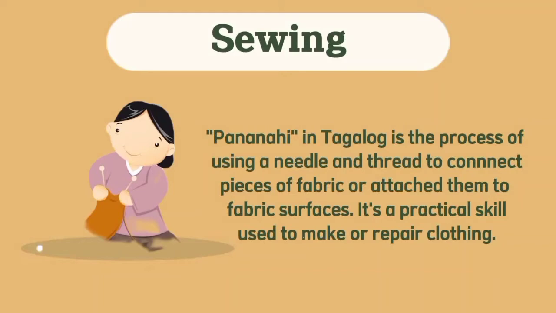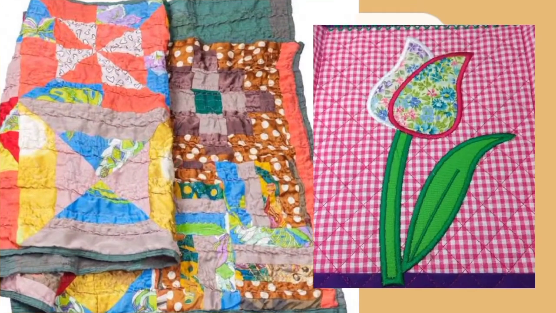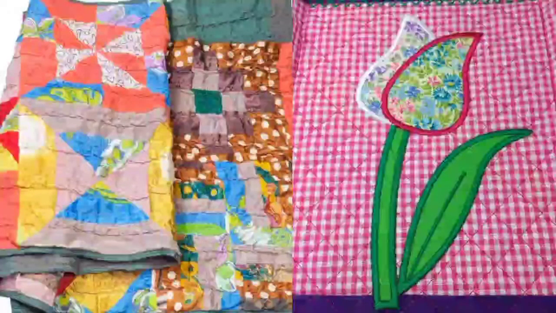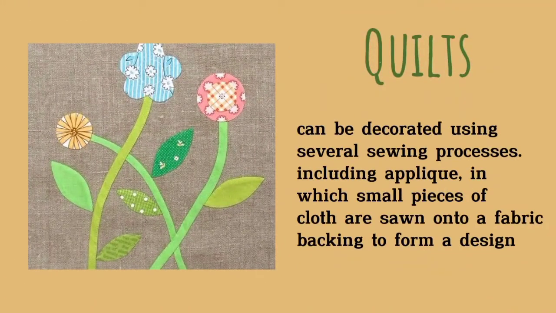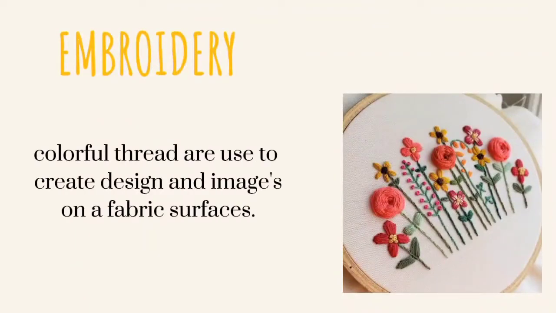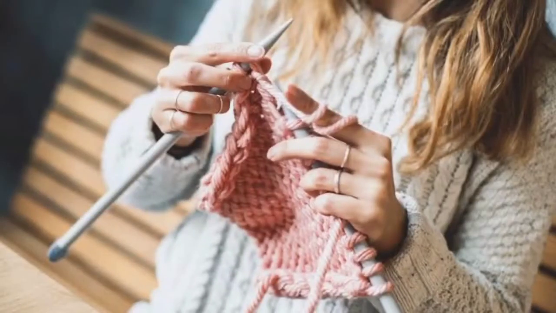Besides clothing, sewing is used to make quilts, bed covers made of layers and pieces of fabric insulated with batting. Quilts can be decorated using several sewing processes, including applique, in which small pieces of cloth are sewn onto a fabric backing to form a design. Other sewing methods include embroidery, in which thick colorful threads are used to create designs and images on a fabric surface.